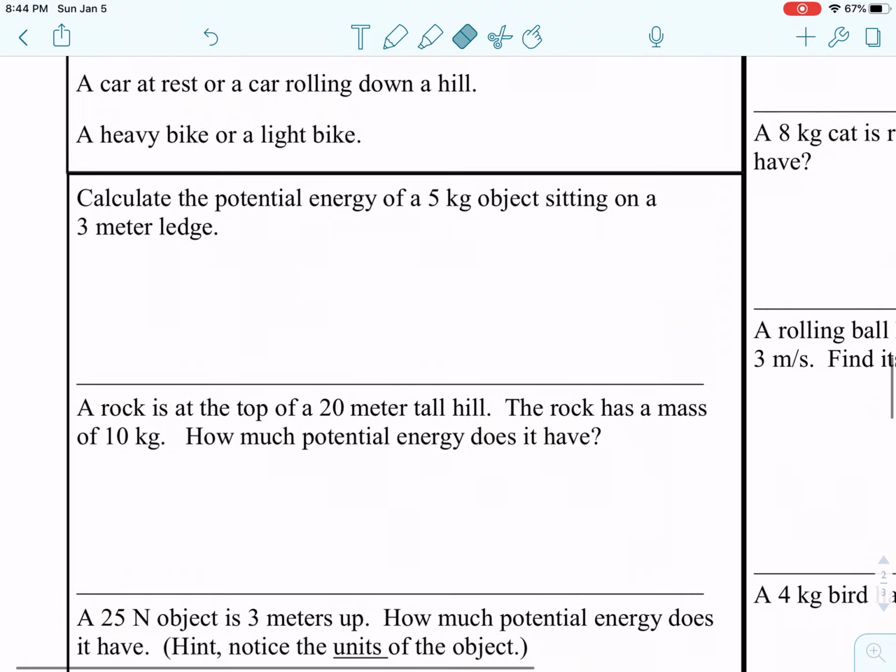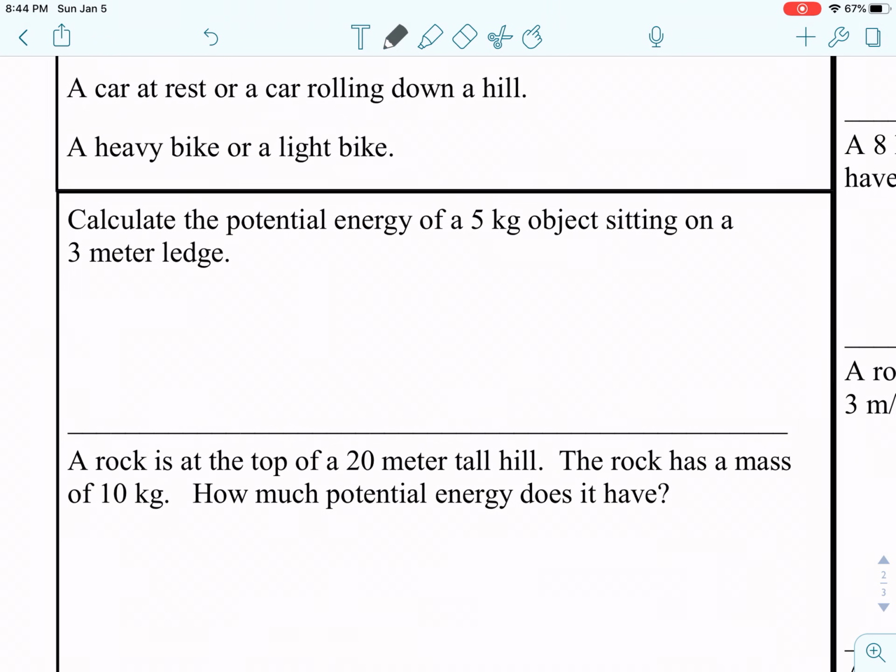So let's take a look here. Calculate the potential energy of a 5 kilogram object sitting on a 3 meter ledge. What we want to do is just identify what the problem has given us. So it's asking for potential energy. So we can say potential energy equals question mark. It says 5 kilograms and 3 meters. You'll notice that I just underlined the words that had numbers next to them. So we've got to figure out what the 5 represents. 5 kilograms, if you remember, kilograms measures mass. So we now know the mass. And the 3 meters, that's going to measure the height.